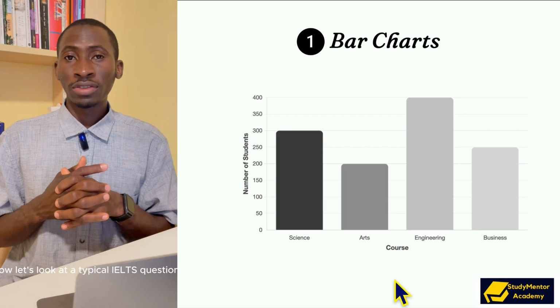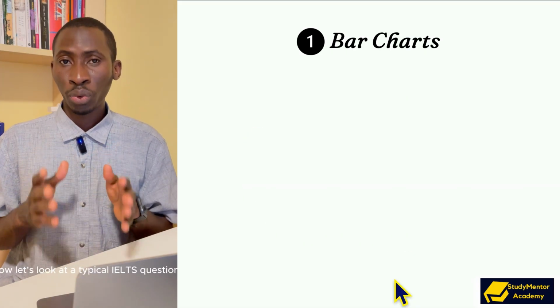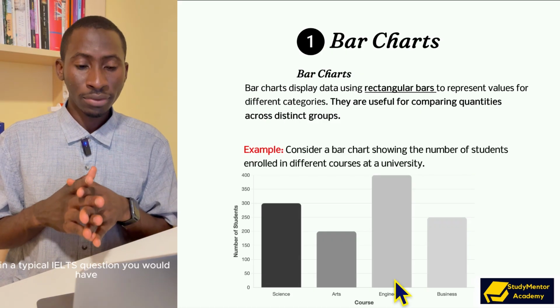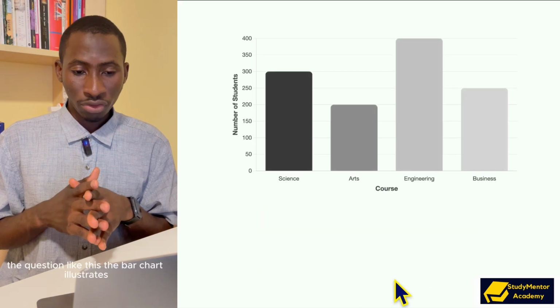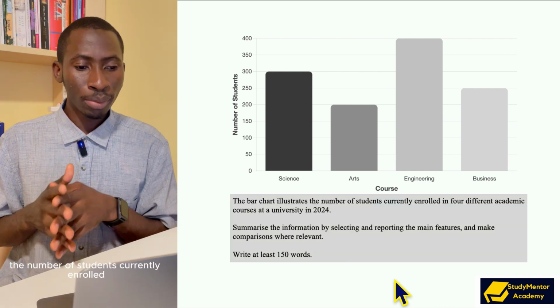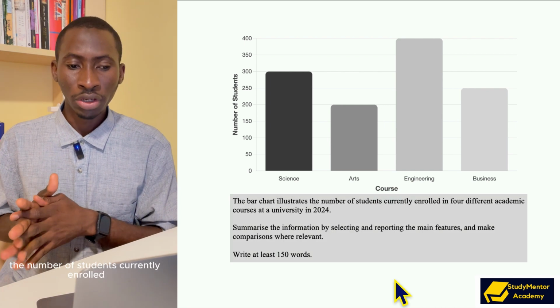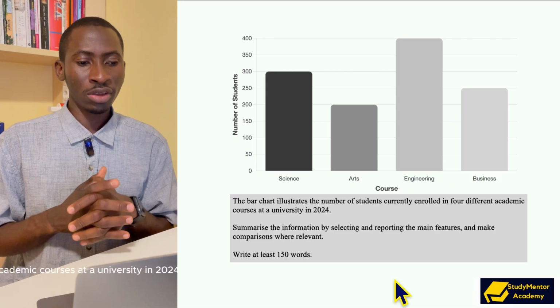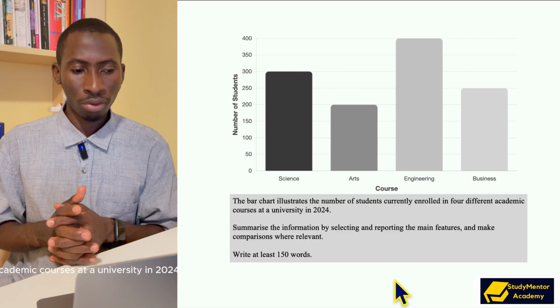Now let's look at a typical IELTS question. In a typical IELTS question, you would have a question like this. The bar chart illustrates the number of students currently enrolled in 4 different academic courses at a university in 2024.